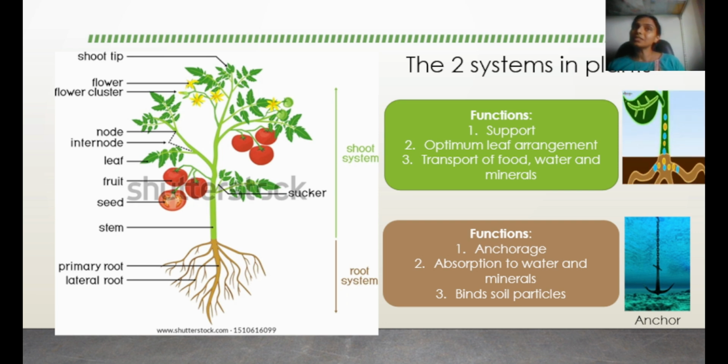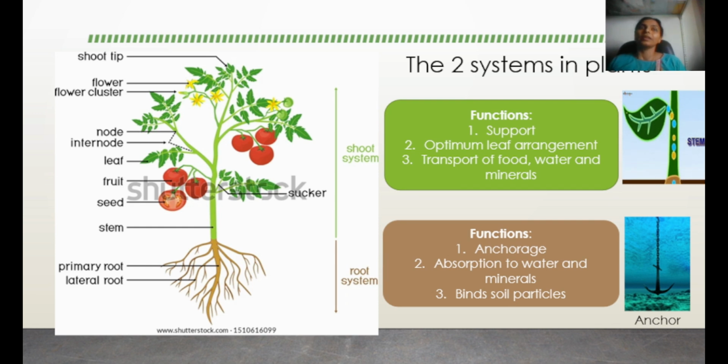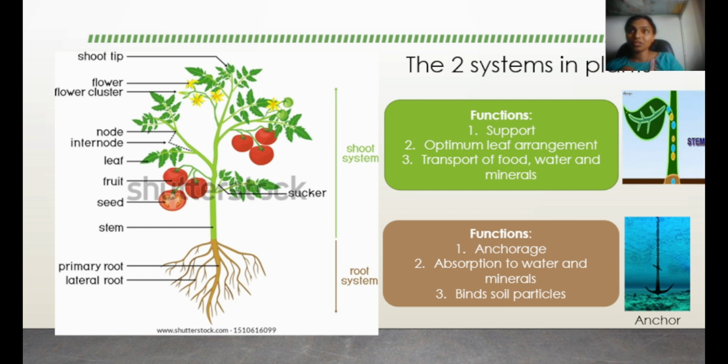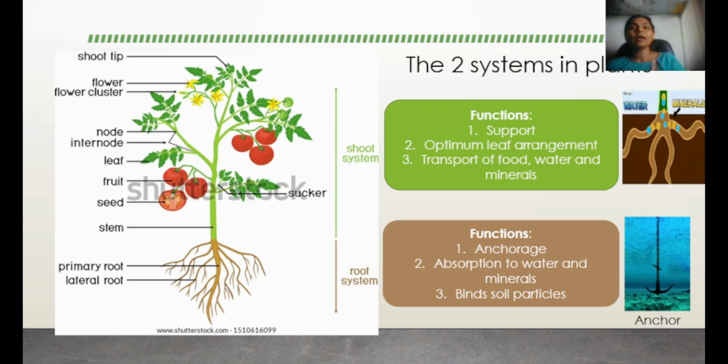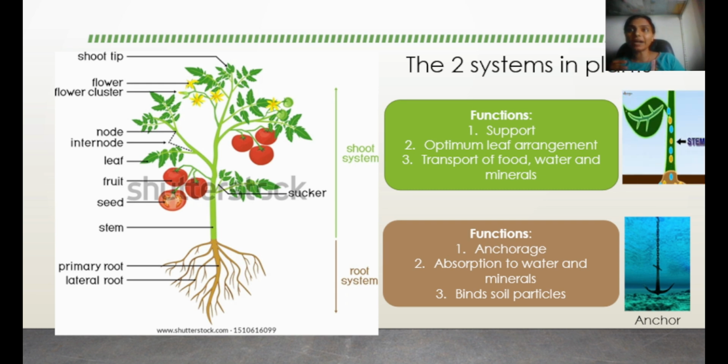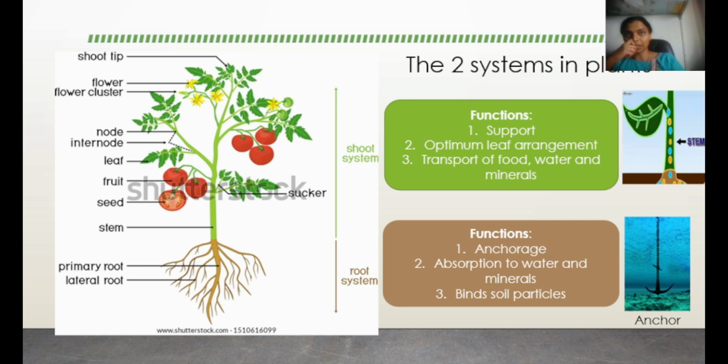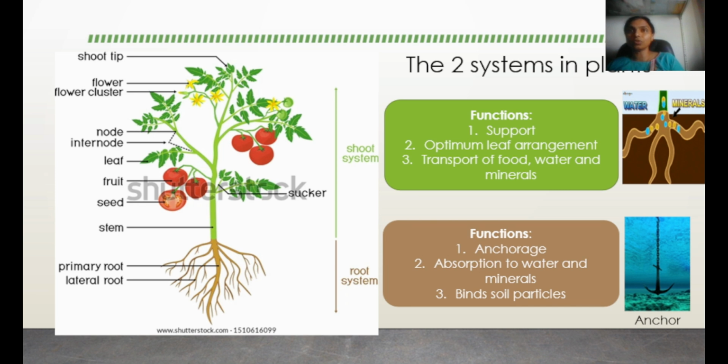All right. So the root system provides anchorage to the plants, and the root system also allows for the absorption of water and minerals. And the root system binds soil particles. We have learned in a previous year that afforestation and planting of small plants in soil, especially near riversides, is a very important part of preventing soil erosion. Why? Because it is the roots that bind or hold the soil particles, and therefore it prevents soil erosion. So this is also a very important function of the root system.